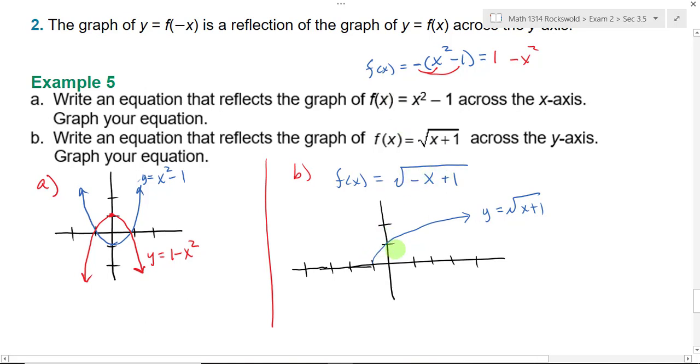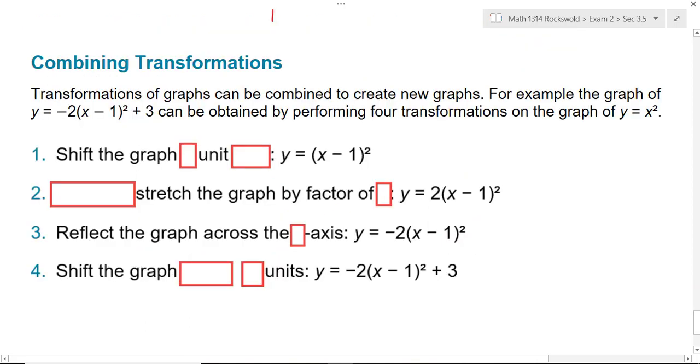This now takes this graph and reflects it or flips it across the y-axis. So instead of having a point right here, I'm going to have a point right here, and it's going to open up this way. This would be the graph of y equals the square root of negative x plus 1. So we can combine transformations. Transformations of graphs can be combined to create new graphs.